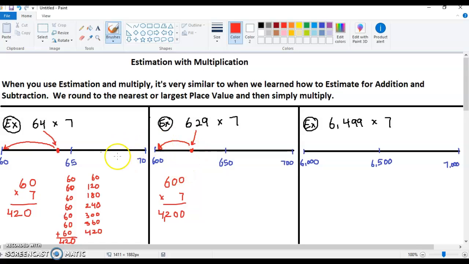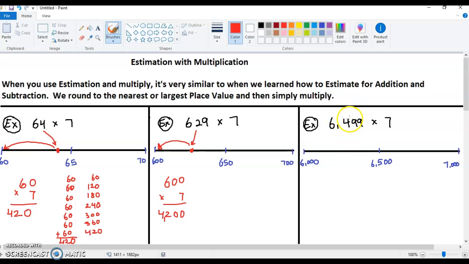So again, hopefully you see that multiplying using estimation is a lot faster than if you were trying to multiply to find the exact product. When you use estimation, the products are a lot more rounded, right? They have zeros at the end, so it's easier to do the work in our minds instead of having to multiply numbers where you don't have any zeros to work with.